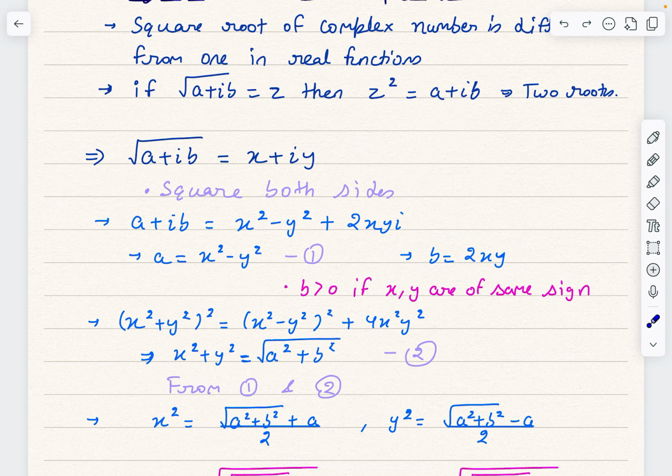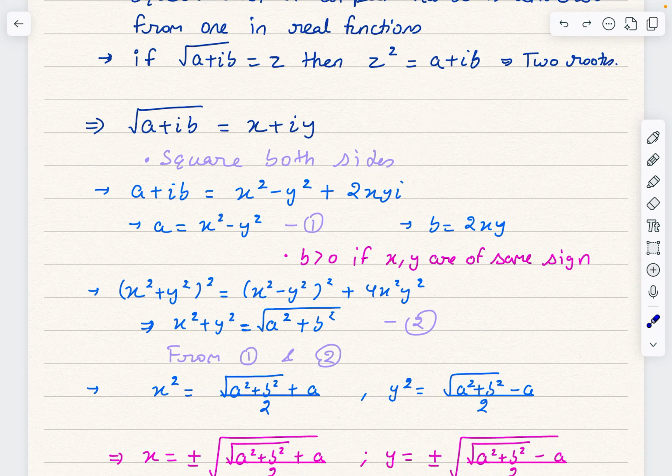Now, if b is positive, then x and y will be of the same sign. And you can see if b is negative, then x and y will be of opposite sign. So this point will be used later, so we'll keep it in mind. Now we have this much information.